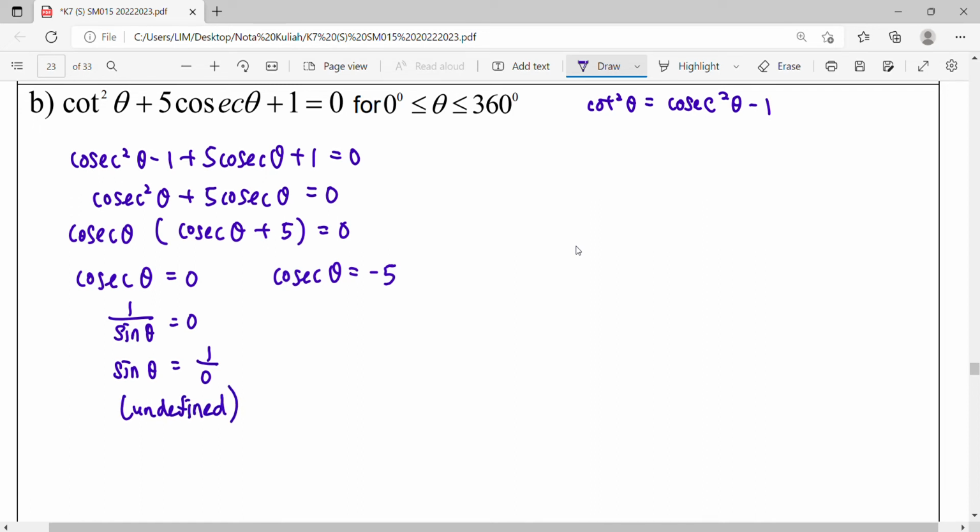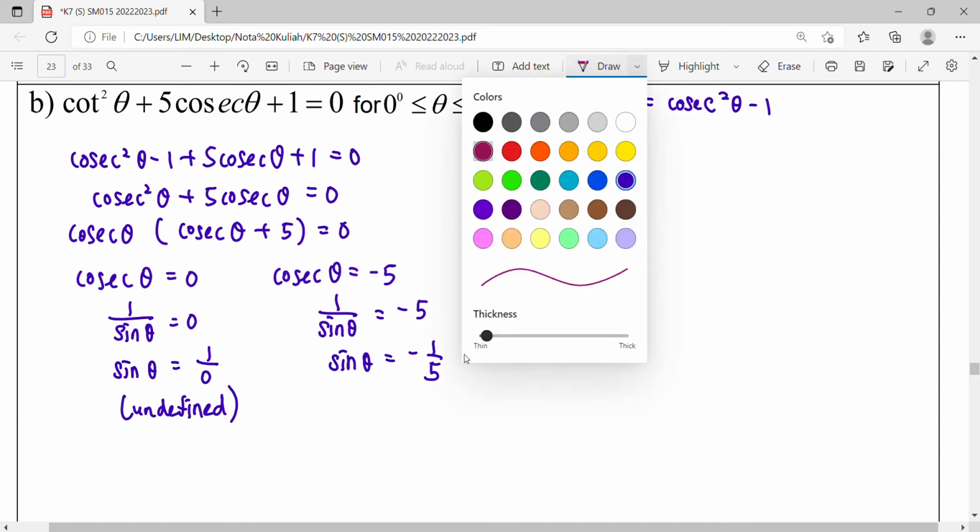Then we move on to the other part of this solution, where cosecant is equal to negative 5. We can simplify: cosecant is 1 over sine theta. Then we invert it, or cross multiply it, and you get sine theta equals negative 1 over 5. So this equation is ready for us to solve because it's already in the form trigo of angle equals a value. So now we can start solving this equation.